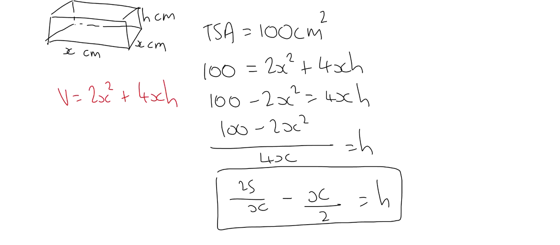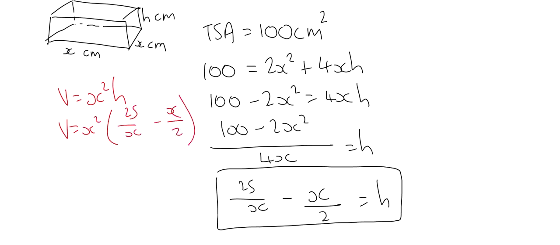All right, but what I want to do is, what do you mean? Oh, it's not what I wrote before, is it? Thank you. The volume is x squared h. Okay. So what I want to do now is I want to write the volume in terms of x. So what should I do? Put h in. Yeah, great. I've already got h in terms of x. So I'm just going to put that straight in here. So I've got h is 25 over x minus x over 2.